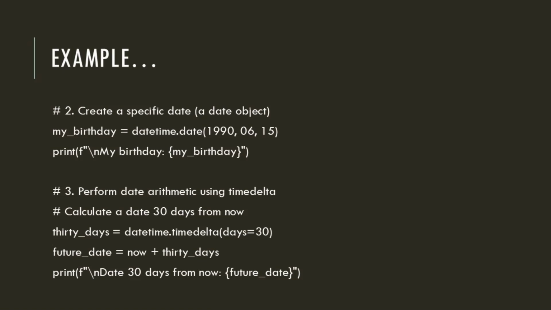Third example, perform date arithmetic using timedelta. Calculate a date 30 days from now. 30 days equal to datetime.timedelta(days=30). Future date equal to now plus 30 days. Print f-string date 30 days from now, future date.